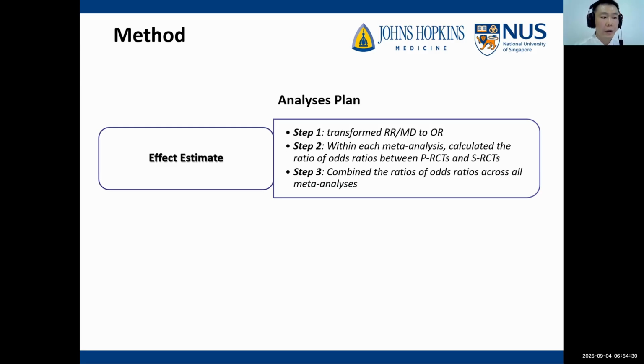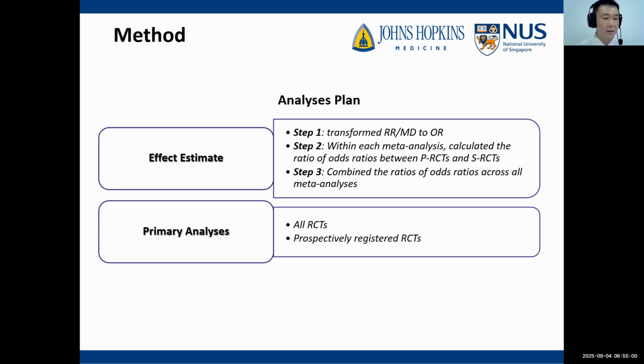In this study, we took 3 steps to calculate the effect estimate. First, we transformed the risk ratios and the mean differences from meta-analysis to odds ratios. Second, within each meta-analysis, we calculated the ratio of odds ratios between PO-RCTs and SO-RCTs. Third, we combined the ratio of odds ratios across all meta-analyses.